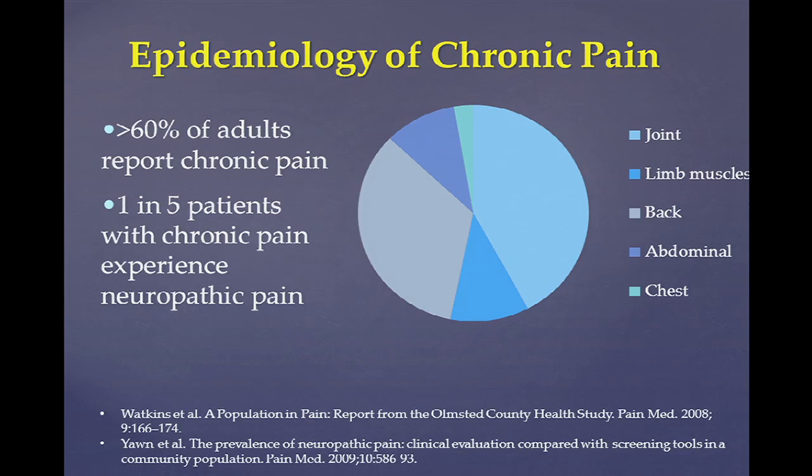The localizations of pain in these patients are what you might imagine them to be. The back is a very common source of pain. Joint pain is probably the most common. And then other areas like limb muscles, abdominal pain, and chest pain are somewhat less common.